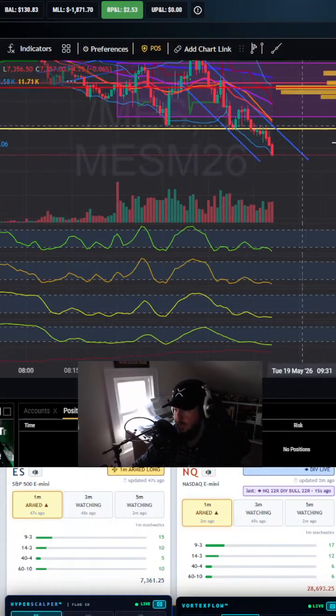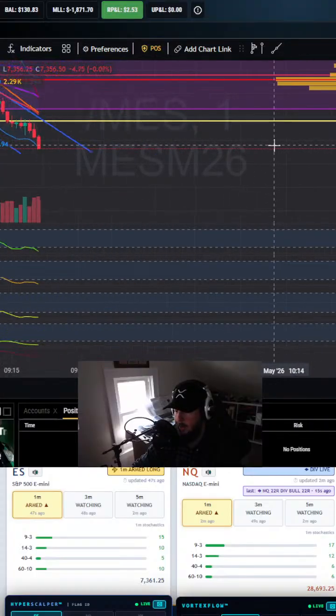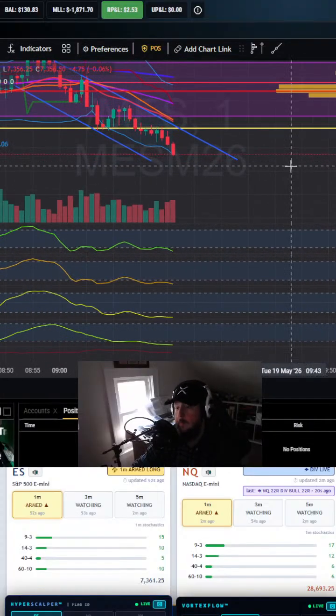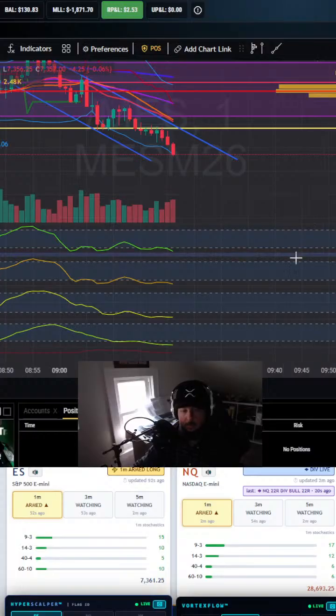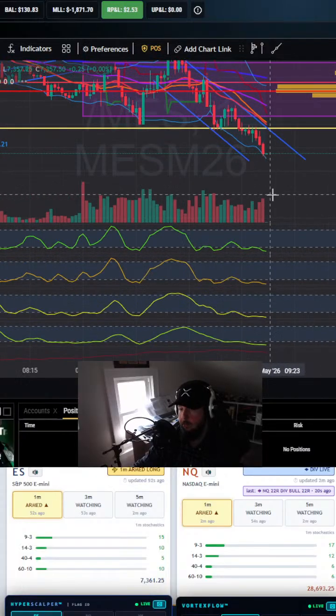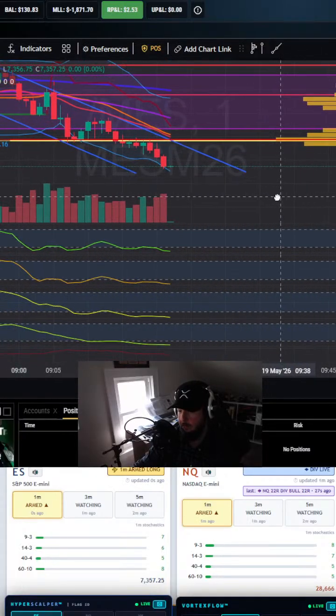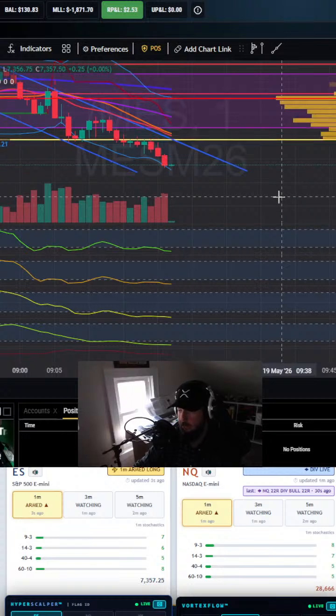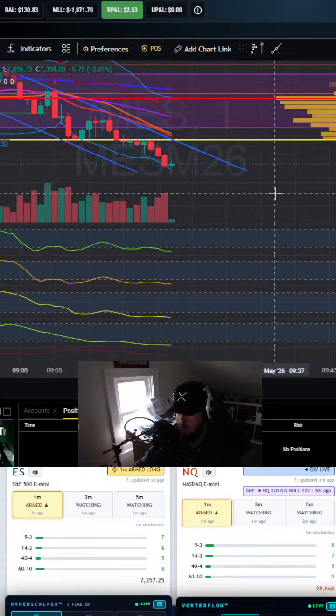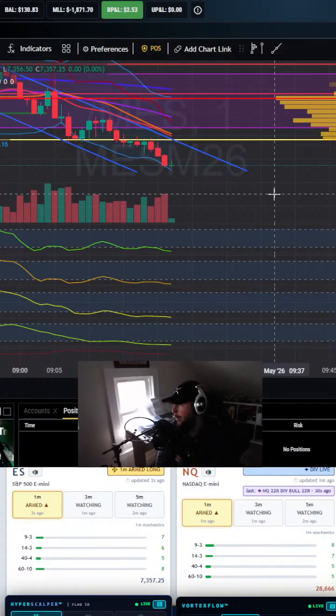Okay, now we got some good distance from the purple indicator here. All we need is a reversal candle. Everything else is primed and ready to go. That's it. We're just waiting.